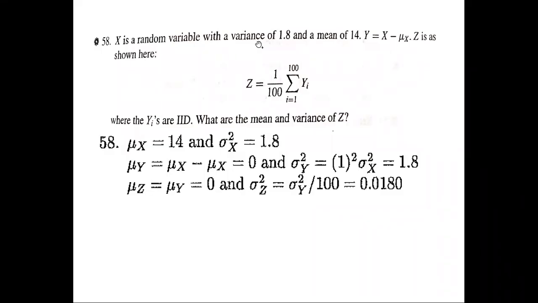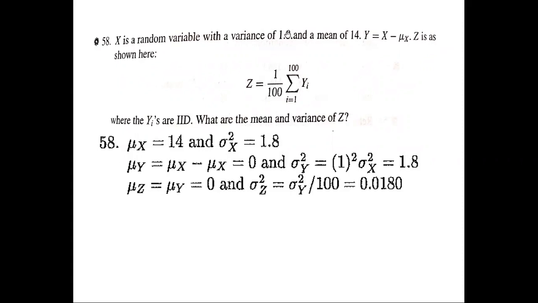So x is a random variable with variance 1.8 and the mean equal to 14. Y is equal to x minus mu x. Z is as shown here. Okay, that is z is equal to, again you can see that it is average. Further to that, this y is x minus mu x, where the yi's are IIDs. What are the mean and the variance of z?